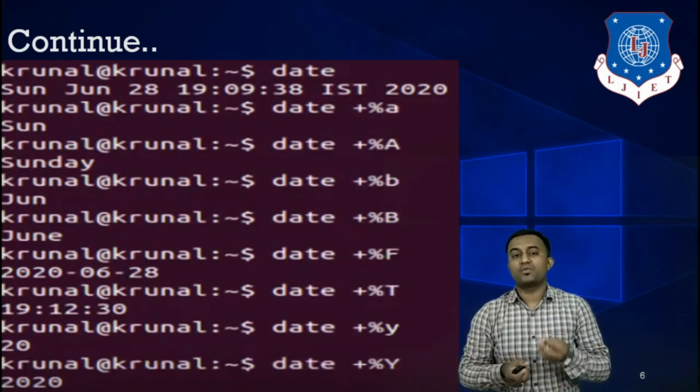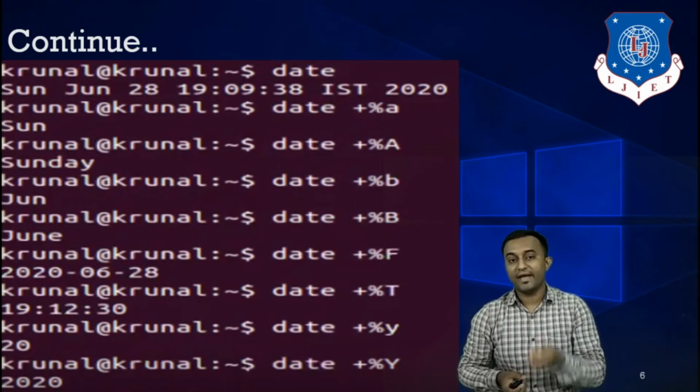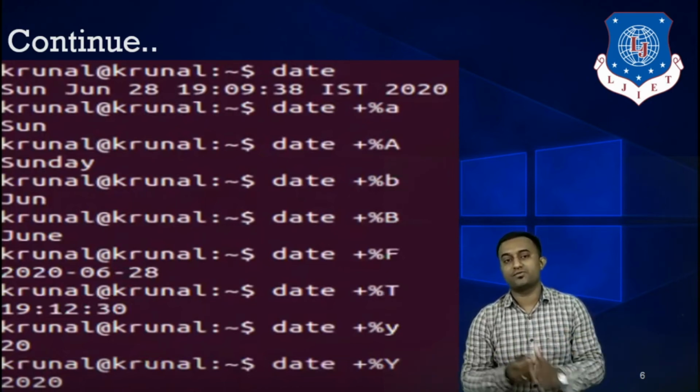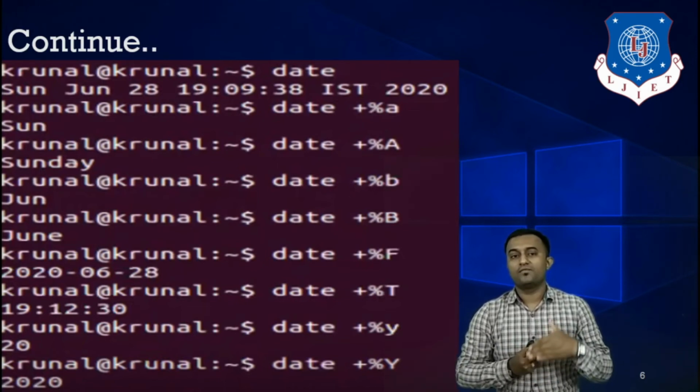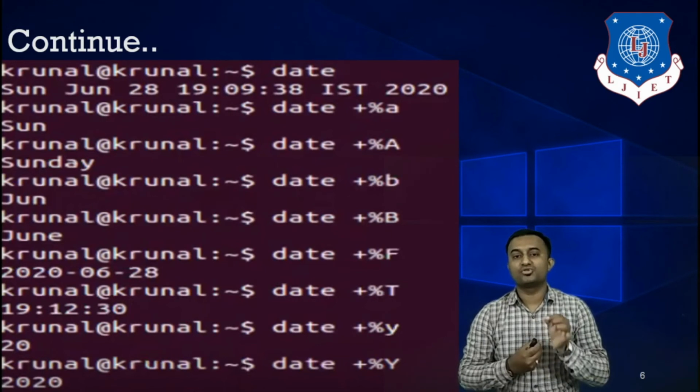Okay. If you want to display the date in a particular format, like the first one is Y. Means what? First of all, you need to display the year, then month, and then day. So you need to use this option plus percentage capital F. If you use it like this with the date command, it will display this 20th June 2020 in reverse order. Okay. Then if you want to display the time in 24-hour format, in this particular format with minute and second, you need to use plus percentage capital T with the date command.